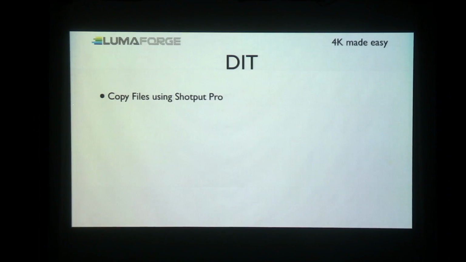Now on set, there's a little program called Shotput Pro that's $99 that is going to give you checksummed copies to wherever you need them to go. It's very simple, very straightforward, and is great for what people think the DIT should do, which is copying files.